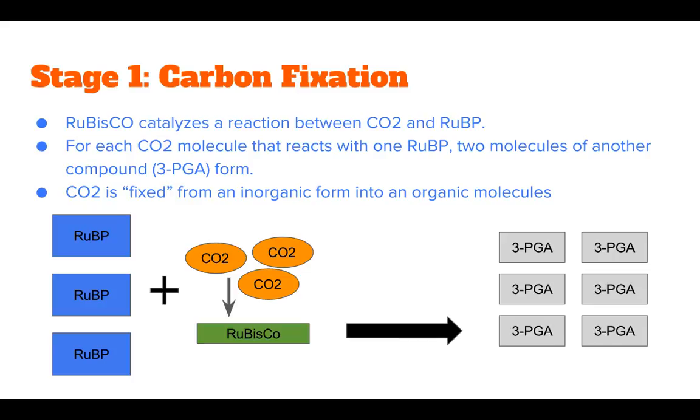There are three stages in the Calvin cycle. The first stage is called carbon fixation. In this stage, Rubisco, an enzyme, catalyzes a reaction between CO2 and another molecule called RuBP. For each CO2 molecule that reacts with one RuBP molecule, two molecules of another compound called 3-PGA are formed. In this stage, CO2 is switched from an inorganic form into an organic molecule.